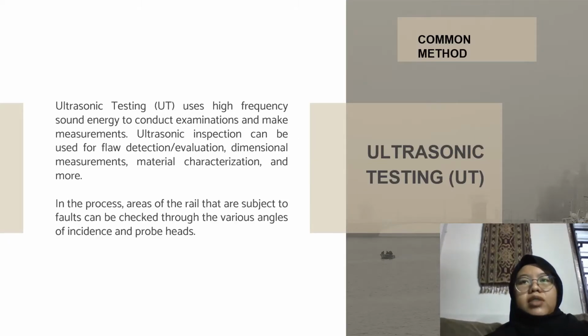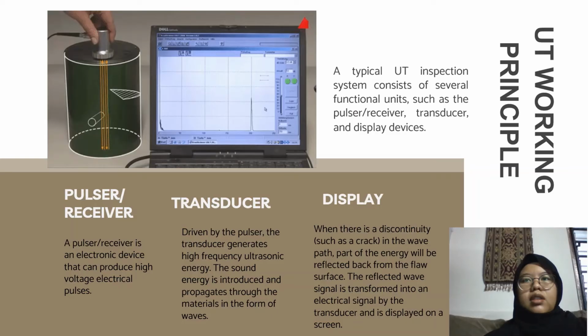For the common method, we choose ultrasonic testing (UT). It uses high-frequency sound energy to conduct examinations and make measurements. Ultrasonic inspection can be used for flaw detection or evaluation, dimensional measurements, material characterization, and more. In the process, areas of the rail that are subject to faults can be checked through various angles of incidence and probe heads. Here is the working principle of UT.